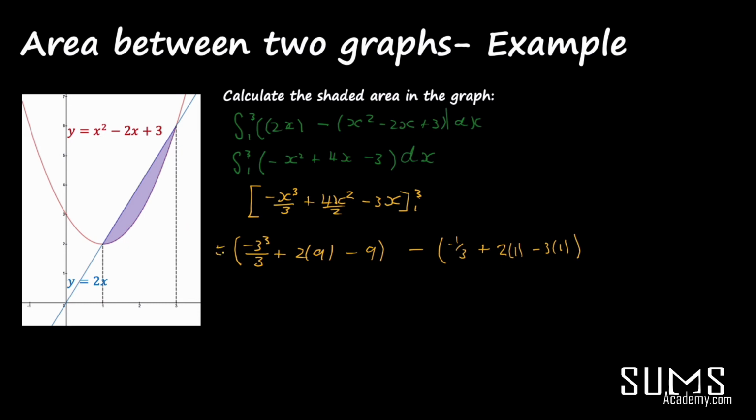Okay, so what does that leave us with? 3 cubed is 27, divided by 3 is 9, plus 18 minus 9. Remember, this cube term is going to stay negative. This is going to be negative 9 plus 18 minus 9, which is actually just 0. What about this? It's going to be minus 1 over 3. 2 minus 3 is going to give you negative 1, so you're left with negative 1 over 3 plus negative 1.